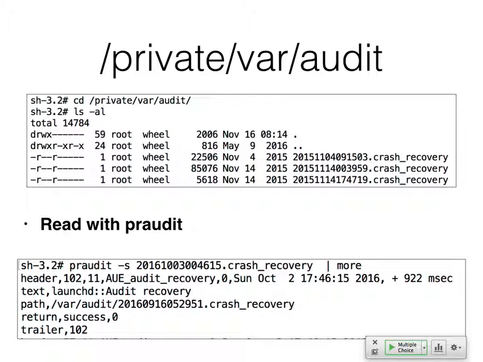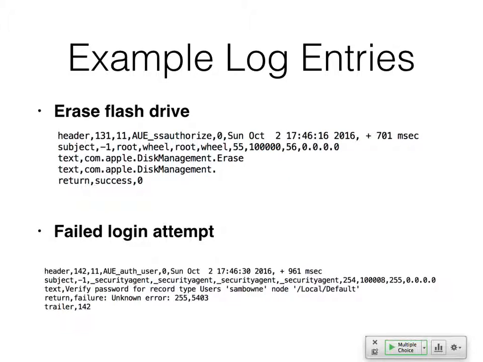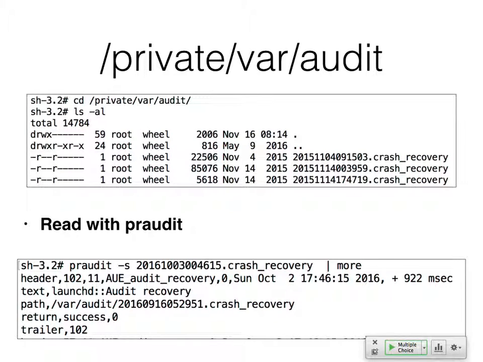Anyway, so then there are audit logs. You can go here and see these things and you open them with this praudit tool. So in principle, you can look in there. I didn't find much useful, but that's what they say. But I found some log entries here, and those are in private var audit. Most of this stuff is boring, but here's how it works. You open it with praudit, and now you have objects that have a header number and a trailer number.